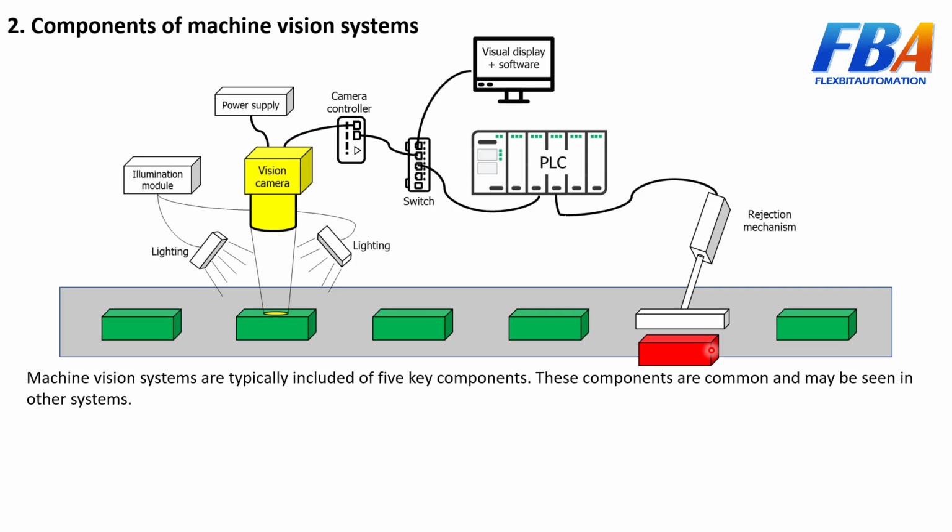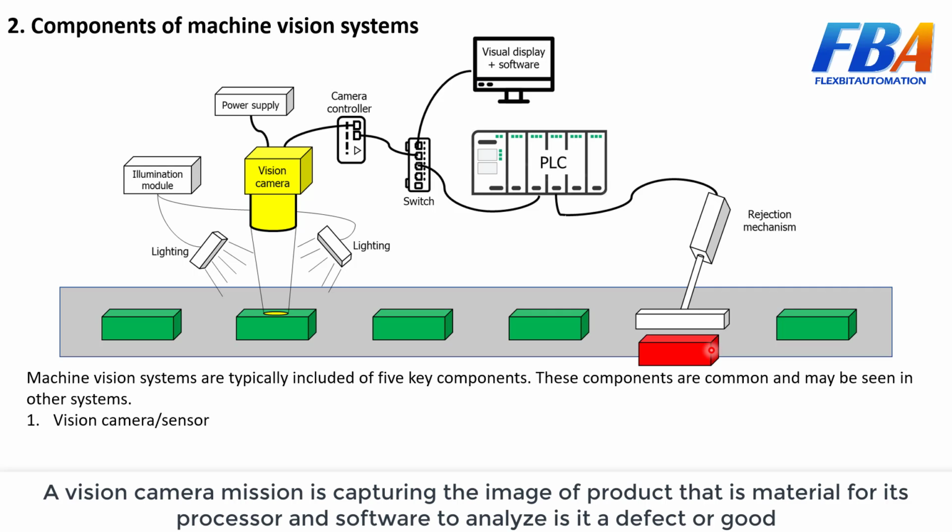Then, what are the components of a machine vision system? A machine vision system typically includes 5 key components. These components are common and may be seen in other systems. Firstly, the key component, of course, is the vision camera or the sensor. A vision camera's mission is capturing the image of the product or material for its processor and software to analyze whether it is a defect or good.